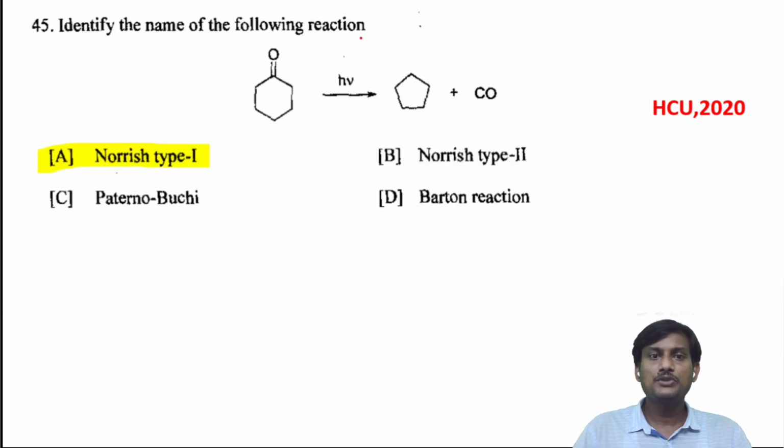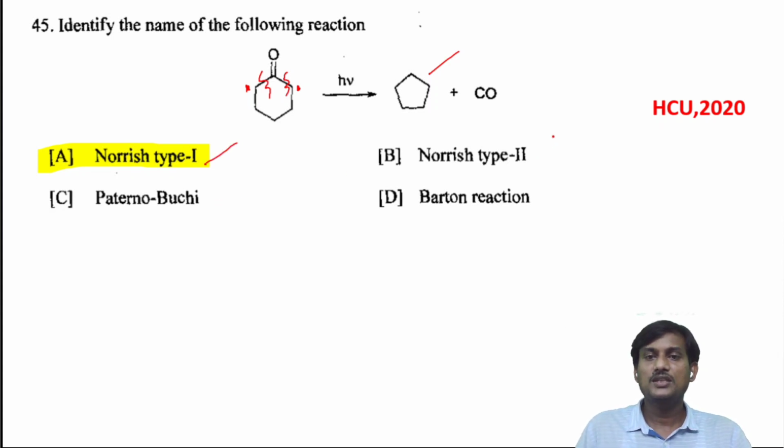Identify the name of the following reaction. Okay, this is a reaction in presence of light. It's a photochemical reaction. There is an alpha cleavage here, and here also there is alpha cleavage, and there is a formation of free radicals. These two free radicals will be combined, and there is a formation of a C-C bond. This reaction is a Norrish type 1 reaction.